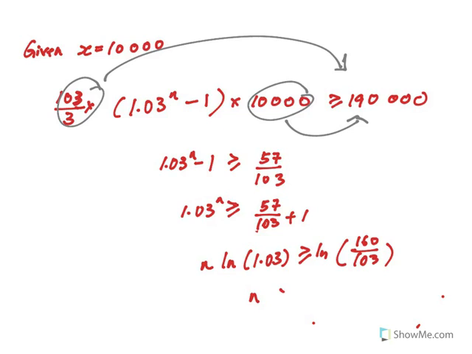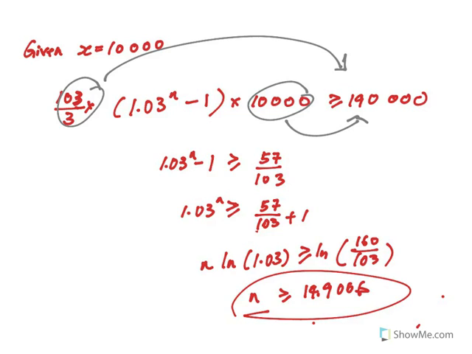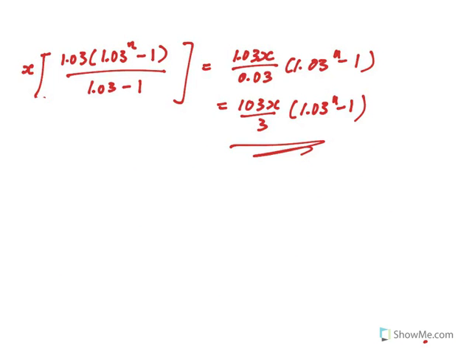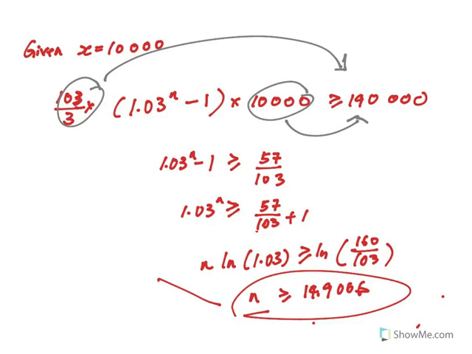And quickly you can see that my n at least will be 14.9006, and my answer is that n is greater than or equal to 14. Right, so what do you mean by 14? Given that I start at the beginning of 2016, how many years will I need? So I need at least 14 years, because n is the number of years compounding.